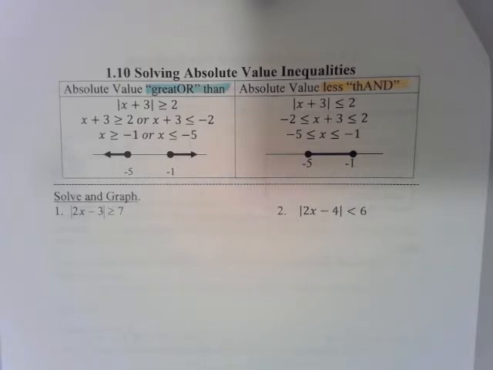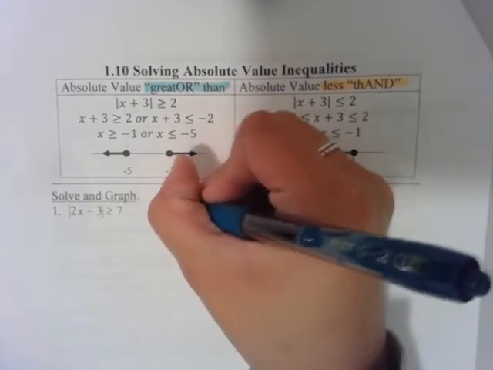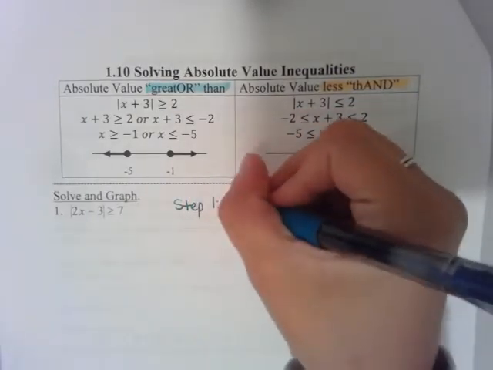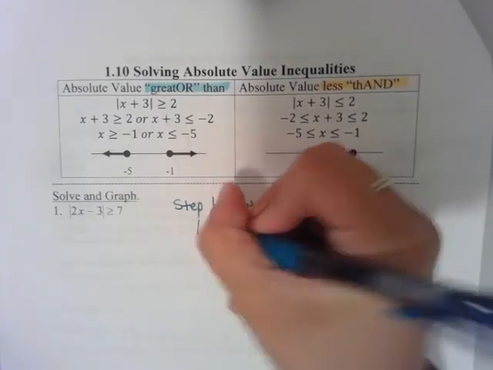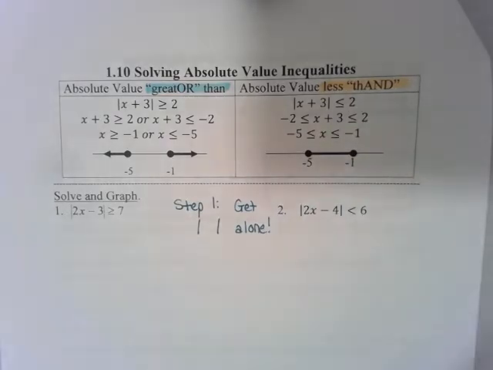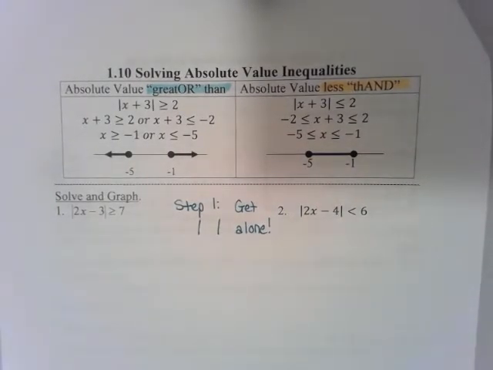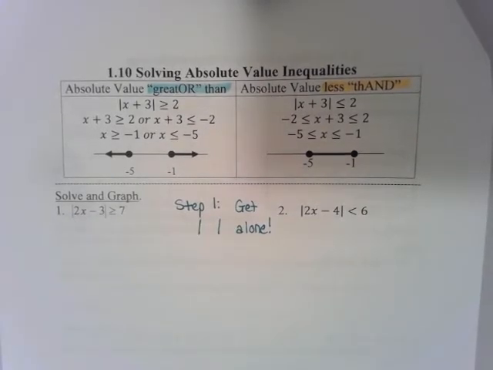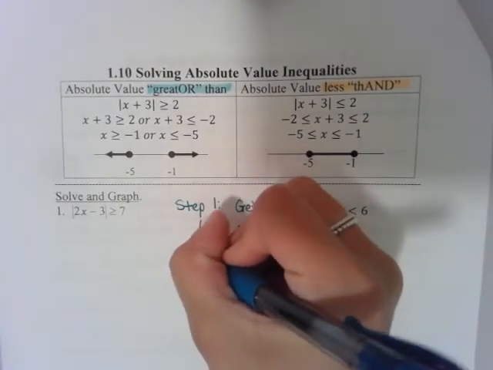Just like we did in our previous absolute value notes, step 1 is to get the absolute value marks alone. As we see here, the absolute value marks are already by themselves. I have the absolute value marks, and then everything else is on the other side. Since I don't have to worry about step 1, I'm going to move on to step 2.